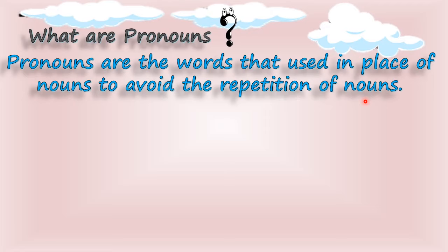Now, let's take one example. Listen to me carefully. Bhushan is my brother. Bhushan is a nice person. So how am I going to replace Bhushan? Just see. Bhushan is my brother. Now, instead of using Bhushan again, I can say he is a nice person. Here we have used he for Bhushan only. Is it clear, children?